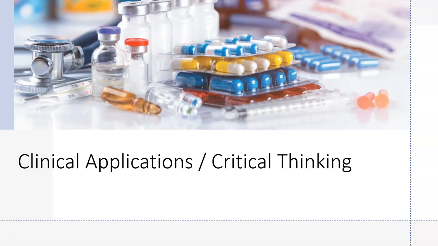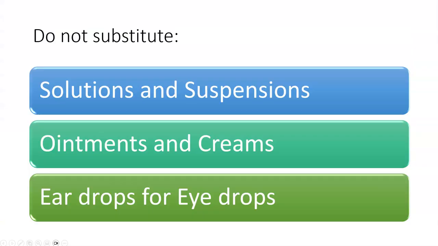Now, I'm adding a couple of things here to the end because there are some things I want to make sure that you're getting and understanding that maybe the book has not addressed completely. So just a couple of slides here. The first one is things we cannot substitute. You cannot substitute a solution for a suspension or vice versa. So if the doctor writes for a solution, we have to give them a solution. If they write for a suspension, we have to give them a suspension. If the product that they're asking for is not available, we need to call them and get them to change the order. Same with ointments and creams.